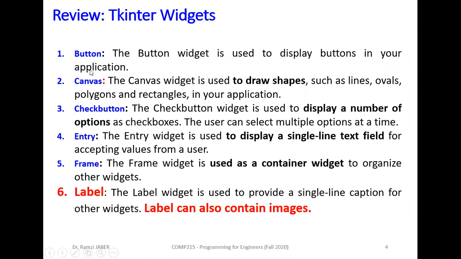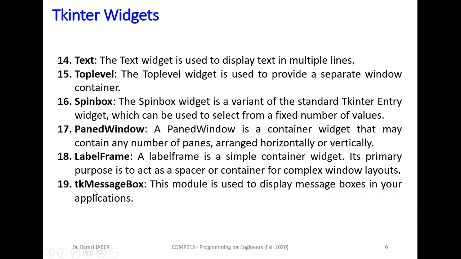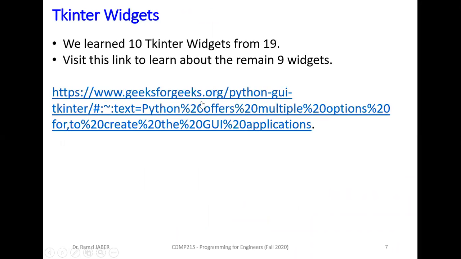So first, a review of Tkinter widgets. We already learned button, canvas, check button, entry, frame, label. Today we'll return to label to insert an image inside a label, not inside a canvas. It's another method to put images inside a label, not only a canvas. Then we took list box, menu button, menu, radio button. The others, message, scale, scroll bar, are in this link. You can visit this link to learn more about the remaining 9 widgets.